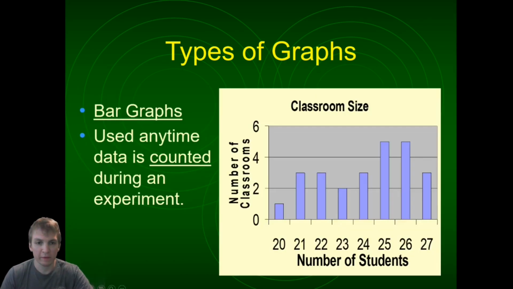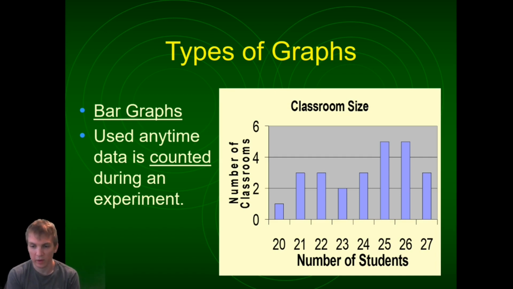The next type of graph that we're going to discuss is called a bar graph, and a bar graph is used anytime data is counted during an experiment. Over here we have an example of a chart where it says classroom size as the title, and then we have the number of classrooms on the y-axis and the number of students on the x-axis. So let's say you go around De La Salle and you walk around all the classrooms and you count how many students are there per classroom.